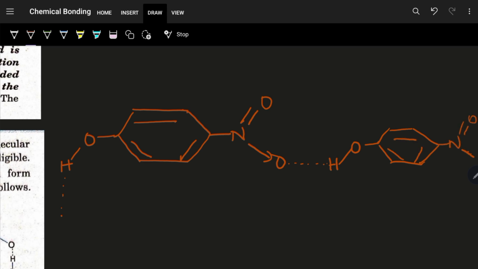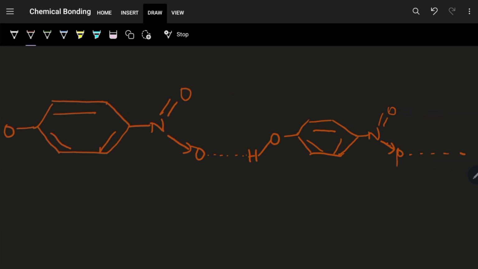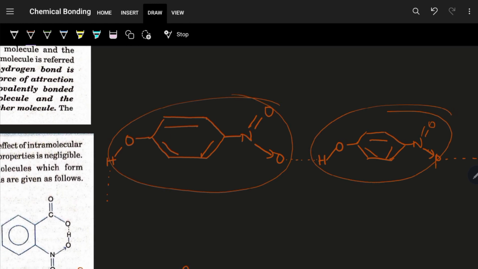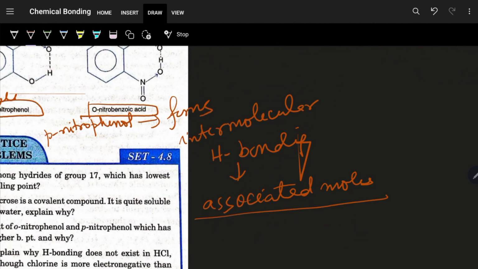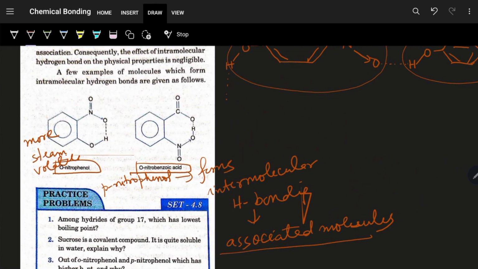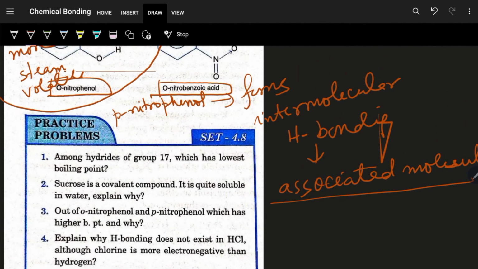It's a complete and continuous association that goes on wherever there is oxygen, wherever there is hydrogen, between one molecule and the other molecule. So this is known as intermolecular hydrogen bonding, forming associated molecules, and so the energy required to break those associations is higher. So the boiling point is also high, and the intramolecular hydrogen bonding existing in O-nitrophenol makes it more steam volatile.